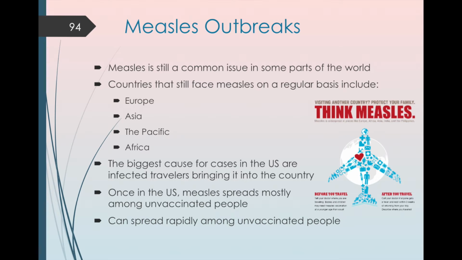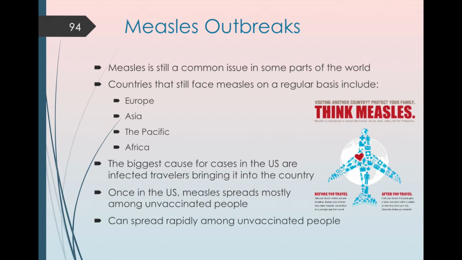Measles is still a common issue in some parts of the world. Countries that still face measles on a regular basis include Europe, Asia, the Pacific, and Africa. In the United States, the MMR vaccine is a part of routine childhood vaccines. Measles is covered in this. The biggest cause for cases in the U.S. are infected travelers that bring this into the country.